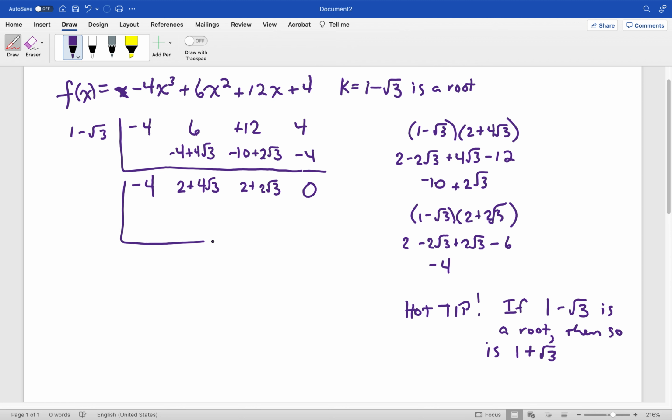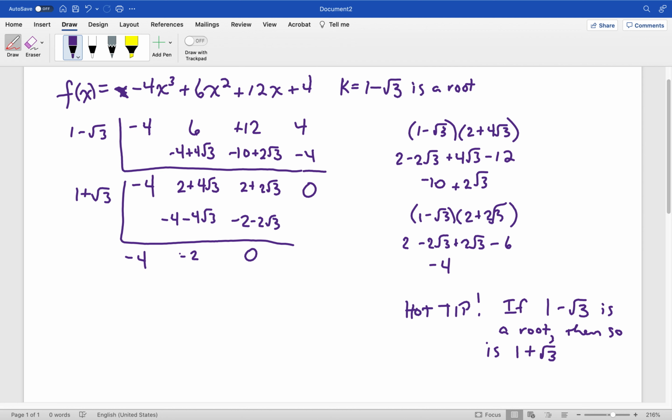Let's just prove it to ourselves here. Let's make sure that 1 plus the square root of 3 also works here as we divide through. So what do we got there? Negative 4, and this would be minus 4 times the square root of 3. Notice that that goes away. We're left with negative 2. And then negative 2 times this is negative 2 minus 2 square root of 3. Boom, done.